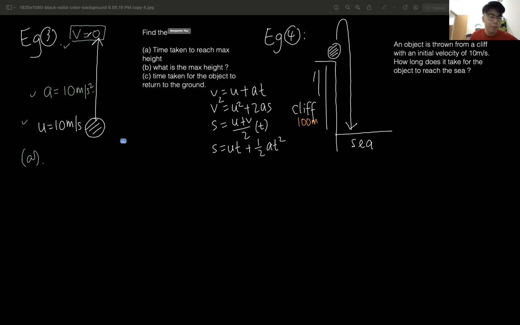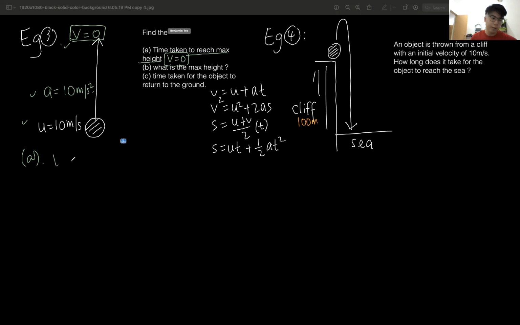Now this is not told in the question, right? So this one you have to put it in yourself. It is not given by the question. So when the question asks time taken to reach max height, then you can already assume that v is 0 at the maximum height.